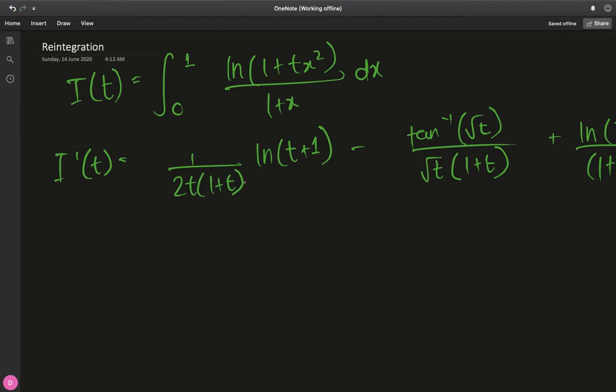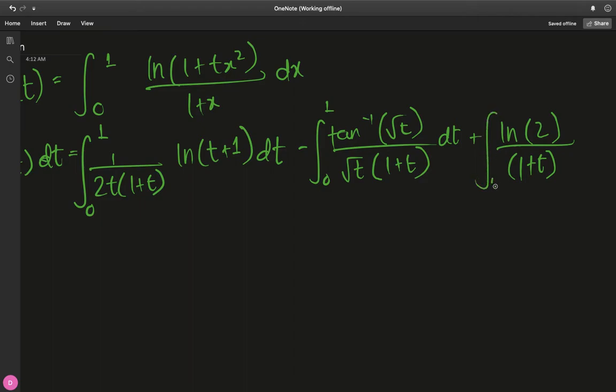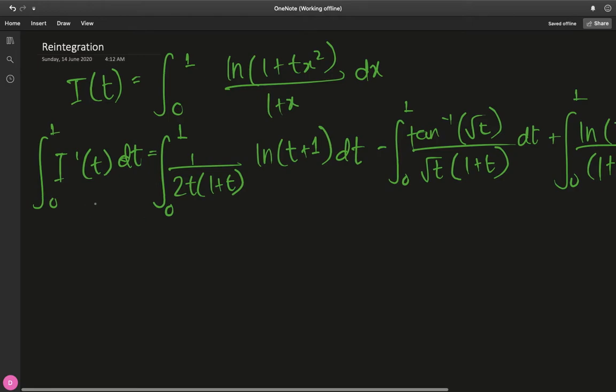So I have written down what I of t and I prime of t is. Now I would like to integrate from 0 to 1 with respect to t. And you'll see in a bit how that's helpful. So integral from 0 to 1 with respect to t. Because over here by the fundamental theorem of calculus we are going to have I of t evaluated from 0 to 1, which will just be I of when t equals 1 minus I of when t equals 0.